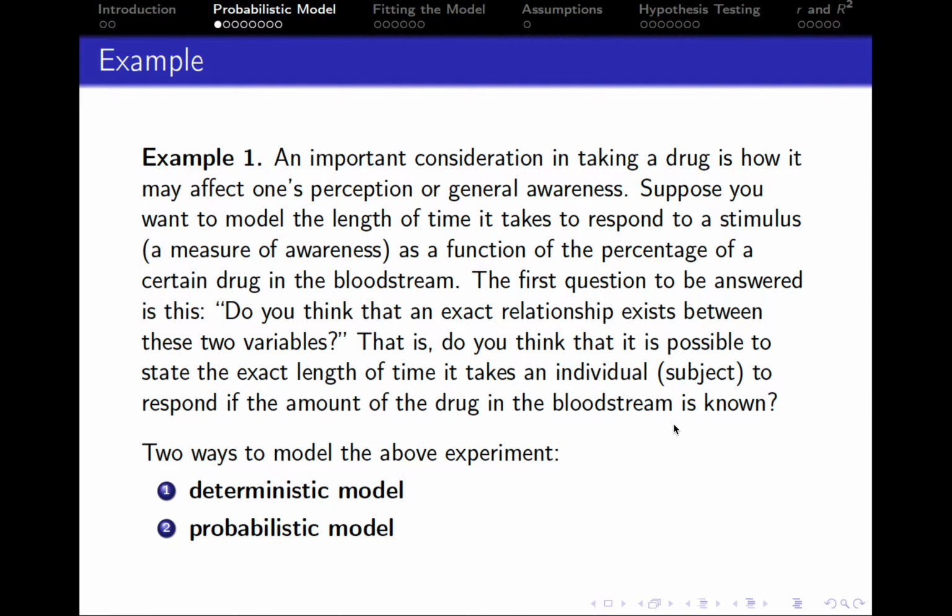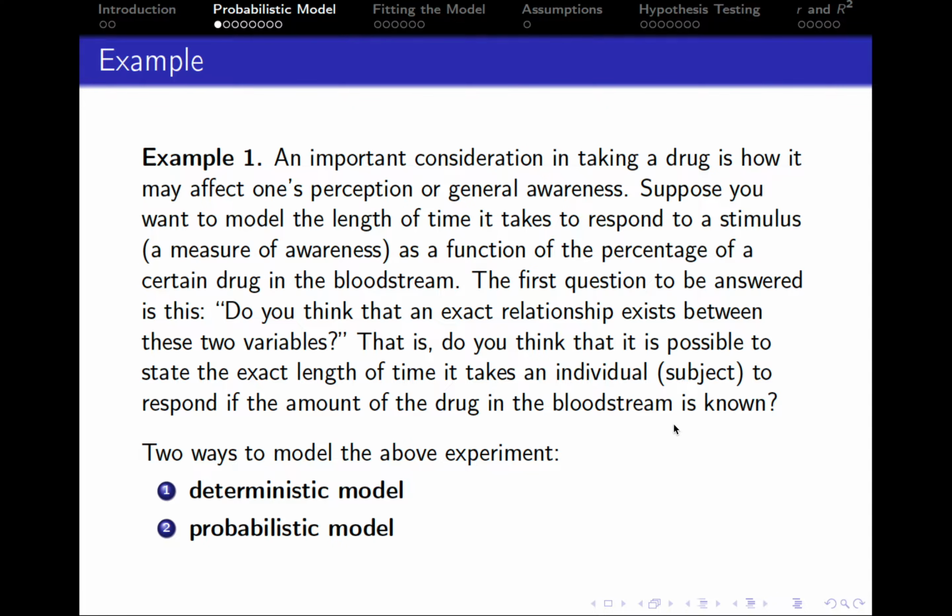To understand what a probabilistic model is, let's have a look at an example. An important consideration in taking a drug is how it may affect one's perception or general awareness. Suppose you want to model the length of time it takes to respond to a stimulus, a measure of awareness, as a function of the percentage of a certain drug in the bloodstream.